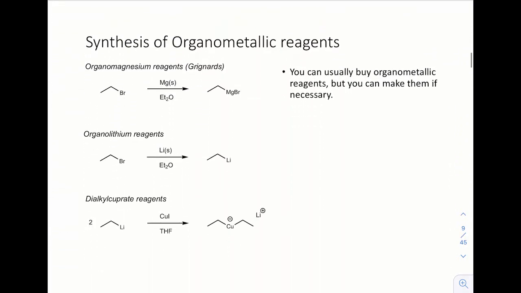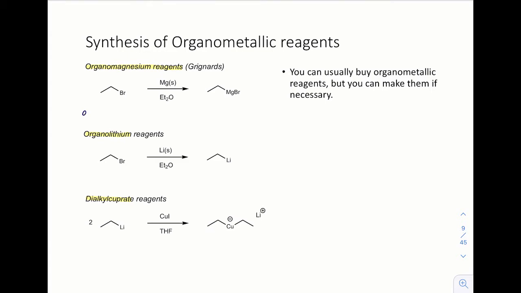We will first learn how to synthesize organometallic reagents. As I've mentioned, often one can buy organometallic reagents at the chemical store, but they can also be made when necessary. I have listed three types of organometallic reagents that we will interact with in this course. Organomagnesium reagents, otherwise known as Grignard reagents, organolithium reagents, where there is a carbon-lithium bond, and dialkyl cuprate reagents, such as this one. We'll start with Grignard reagents.